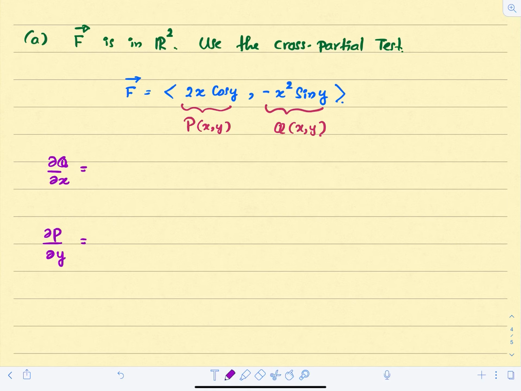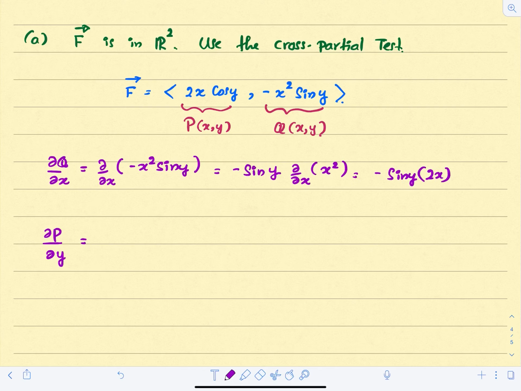Okay. Let's calculate partial Q over partial X. So we have partial over partial X of negative x squared sine y. Now with respect to the x variable, we can treat negative sine y as a constant, and basically we have to take the derivative of x squared, which equals 2x. So we have negative sine y times 2x. This is the value of partial Q over partial x.